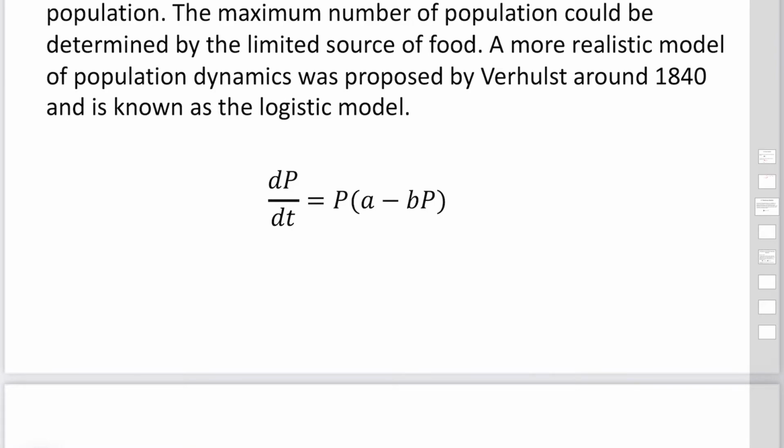So this is the logistic model. This factor of a minus bP is really important. When P is approaching a over b, what happens to the growth rate? This term is approaching 0, so dP/dt is approaching 0. So P cannot increase over a over b. Population cannot go beyond the upper limit determined by a over b. So this is a better model of population dynamics. If you solve the practice problem, you will learn the solution of the logistic model.